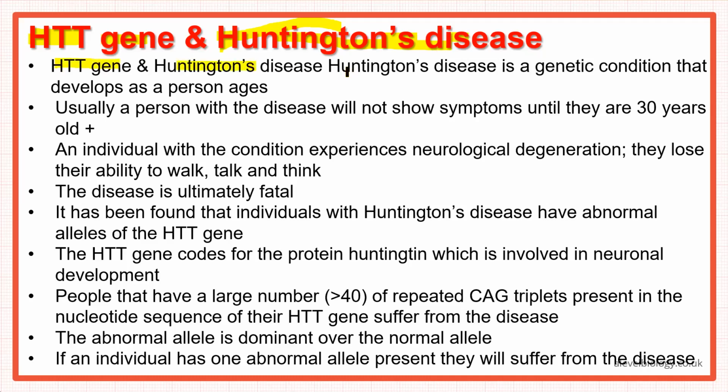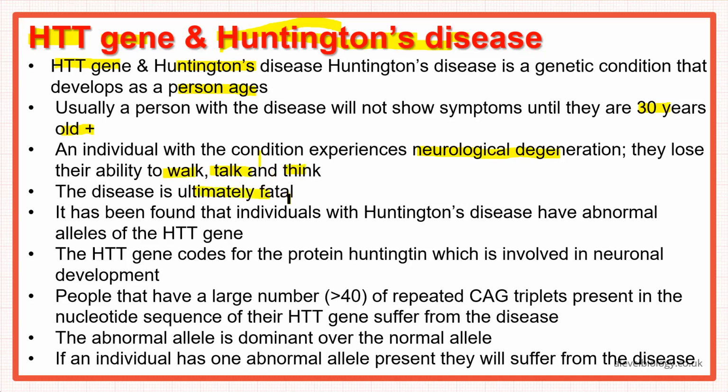So this disease is genetic, and it develops as a person ages, right? Usually a person with the disease will not show any symptoms until they are 30 years of age. So though it is a genetic disease, it shows its effects when a person ages and becomes more than 30 years of age. The person who has the condition then experiences neurological degeneration. They lose their ability to walk, talk, and think, right? And this disease ultimately becomes very fatal.